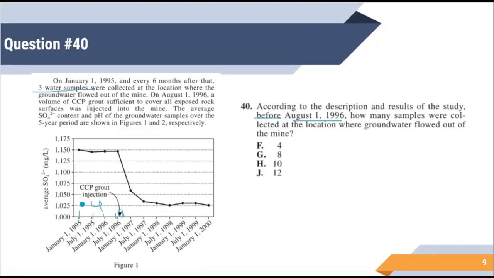How did I know to look at the graph and the description? They tell us look at the description and the results. So I'm not just going to find my answer here. It's not 4, even though that's a tempting answer choice. I'm going to have to look at the description as well. Description tells me they took 3 samples at each time. So 3 times 4, your answer for 40 should have been J, 12 total samples.